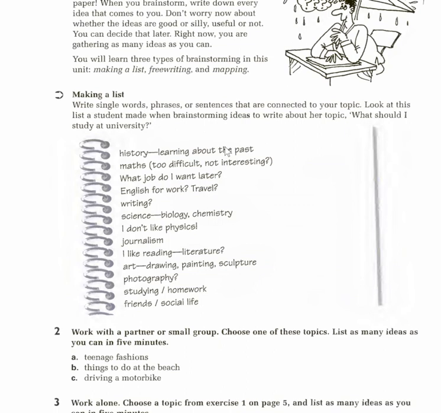For example, you will think, what should I study at university? History, which means learning about the past. Math, too difficult or interesting? What job do I want to be one day, so that I can decide on my career right from the beginning? English for work, travel, writing, science, physics. I don't like physics. Journalism, I like reading. So you can list any idea that comes to you.